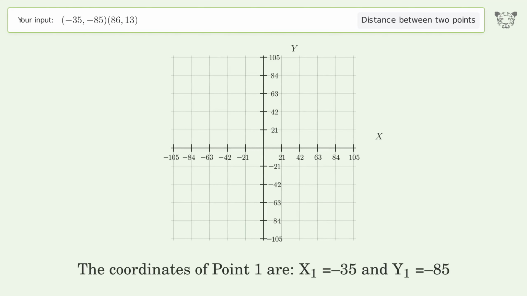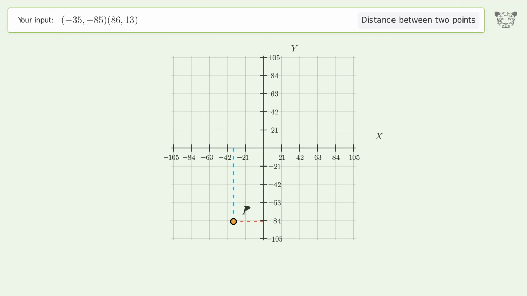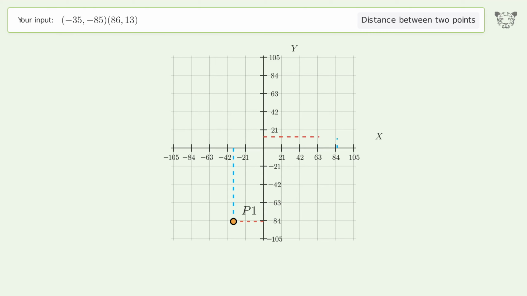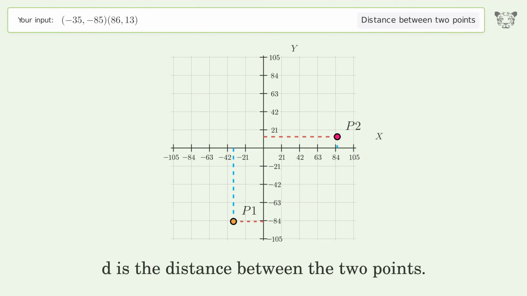Plot the 2 points and calculate the distance using the formula. The coordinates of point 1 are x1 equals -35 and y1 equals -85. The coordinates of point 2 are x2 equals 86 and y2 equals 13. D is the distance between the 2 points.